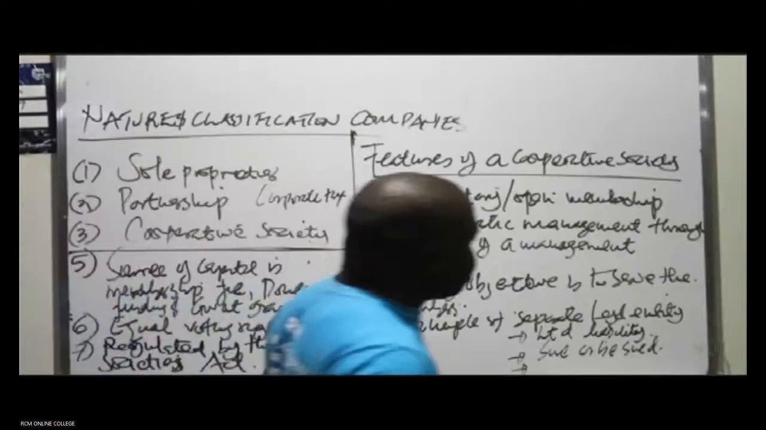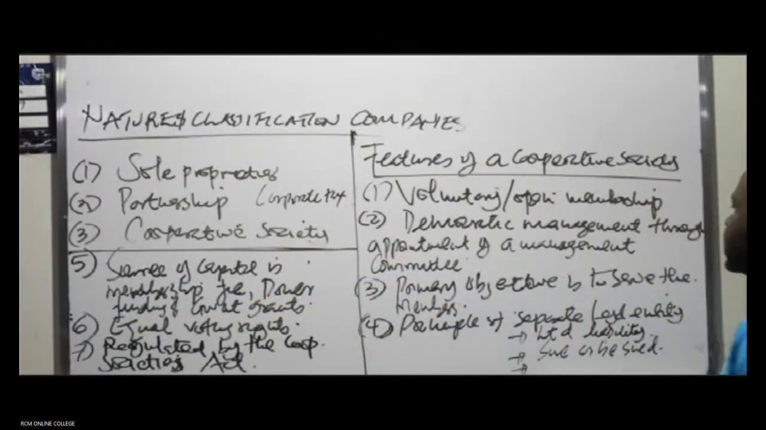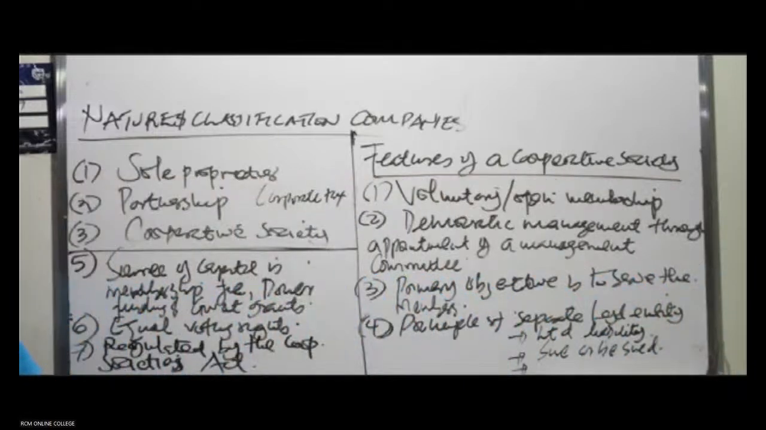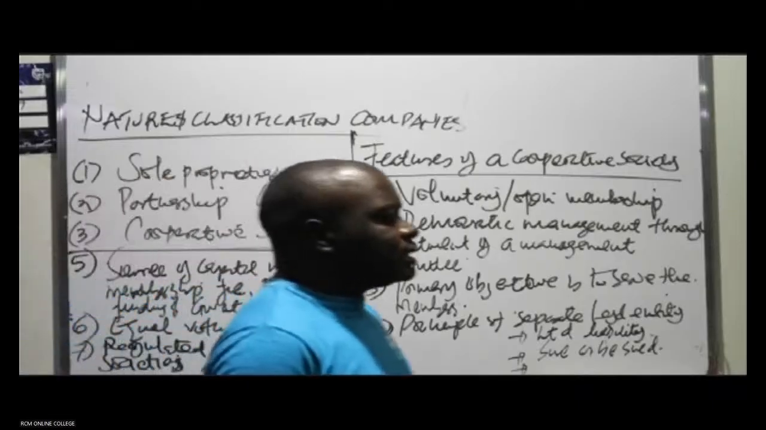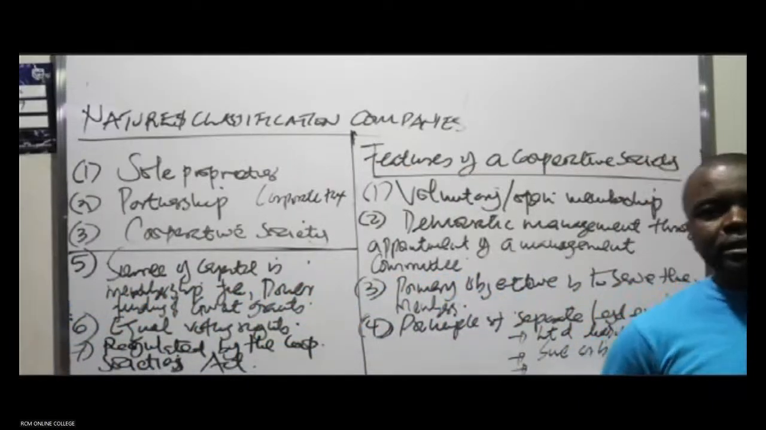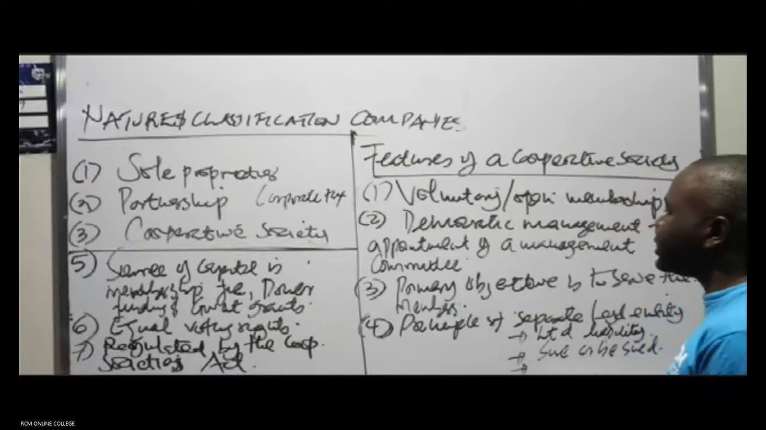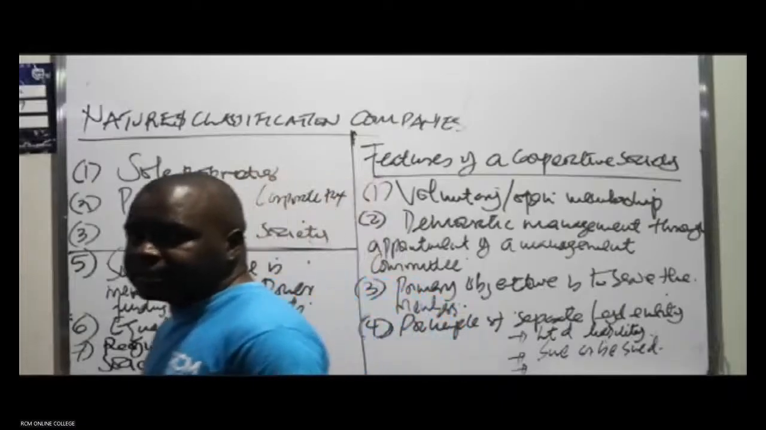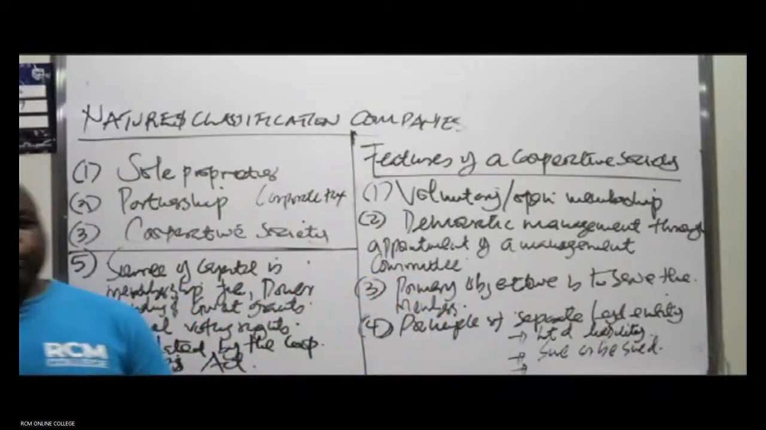So examples I'm going to give you. You don't have to worry. Let me first try to explain what a cooperative society is. Cooperative societies are basically bodies formed for the purpose of serving the members. They are majorly formed for the purpose of serving what?